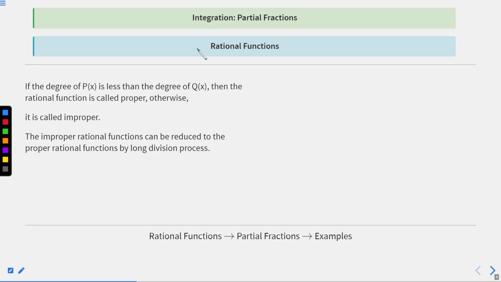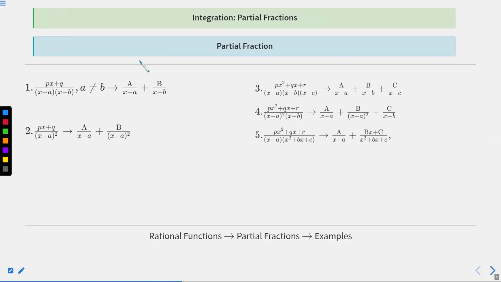A rational function is such that if the degree of the polynomial p(x) is less than the degree of q(x), then the rational function is called proper, otherwise it is called improper. An improper rational function can be reduced to a proper rational function by the long division process. Now, some of the ways to apply partial fractions.